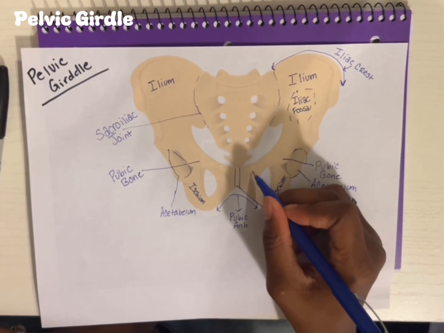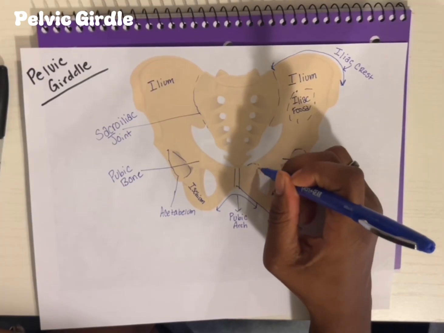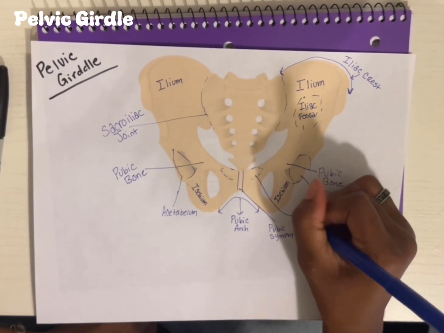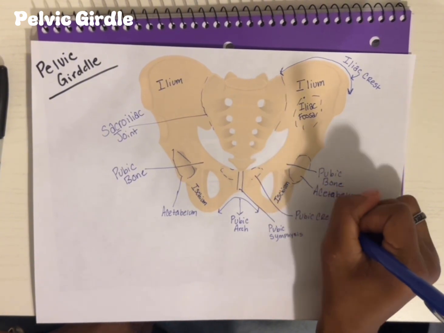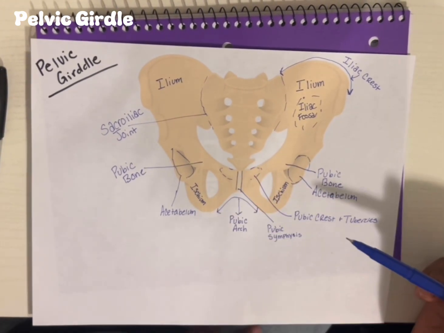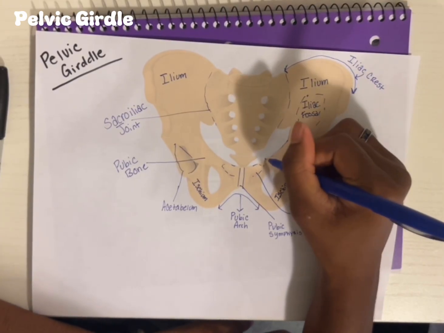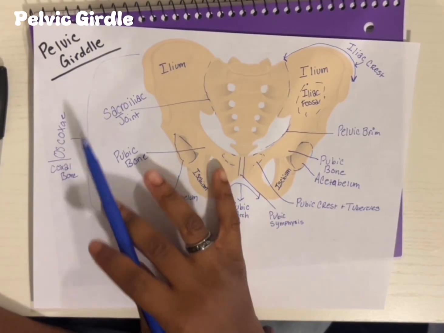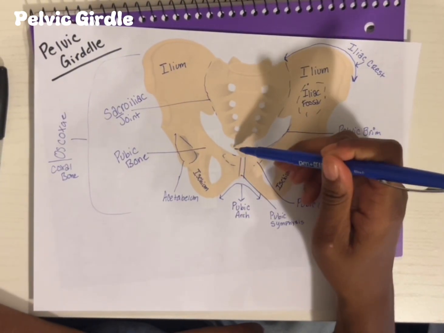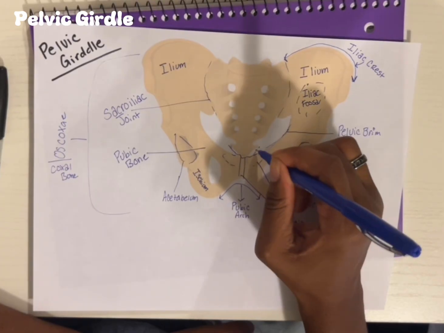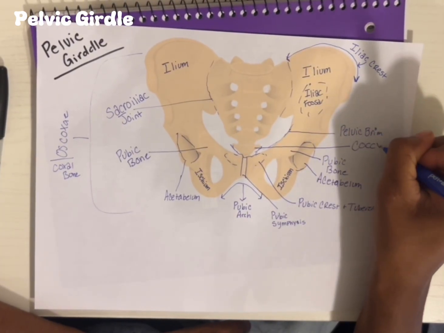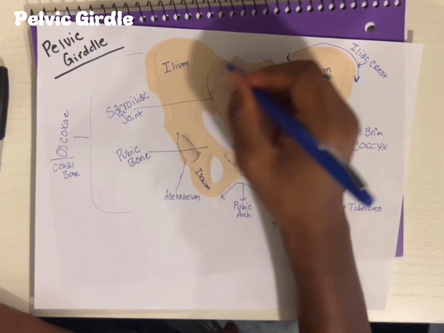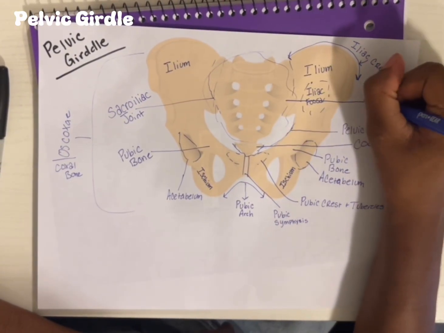Okay, so if we look right here, again on this image it's not very noticeable, but we have these kind of indentions right here, and these are going to be our pubic crest and tubercles. Your pelvic brim is going to be in here, on these edges. This is the whole coxal bone, and the coccyx sits right here. This whole thing is the sacrum.